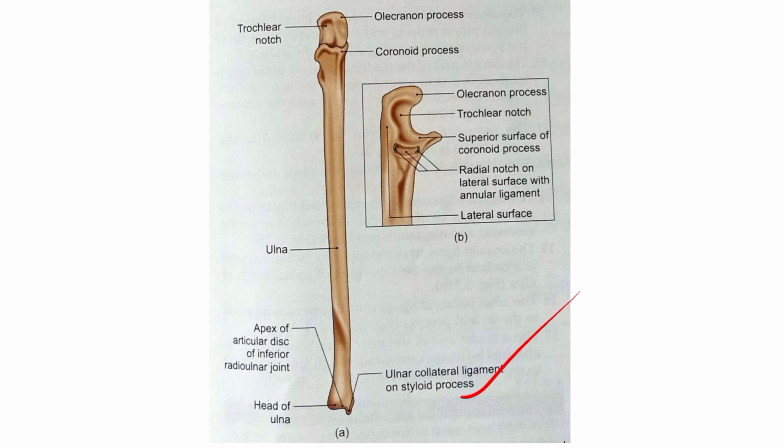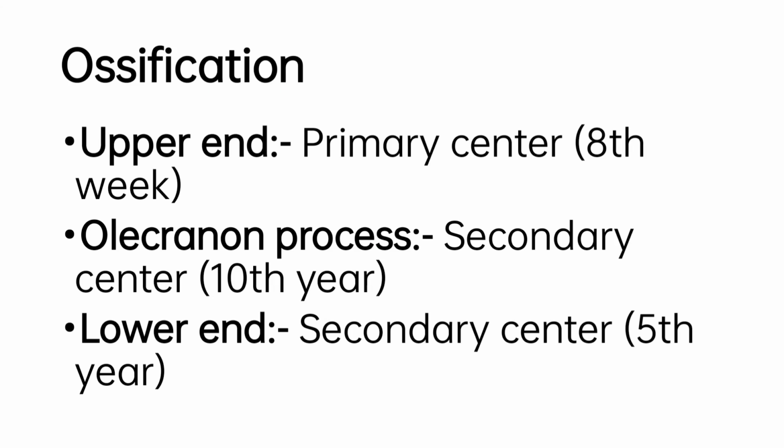We also have the ulnar collateral ligament of the wrist, which is attached to the styloid process, and the articular disc of the inferior radio-ulnar joint, which is attached by its apex to a small rough area just lateral to the styloid process. So this was all about the attachments. Moving further to the ossification.